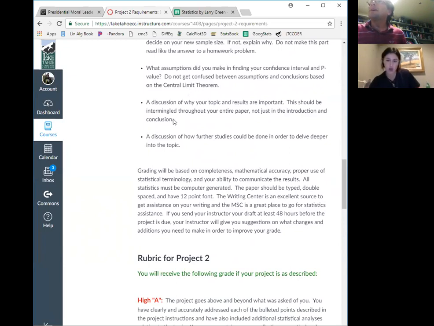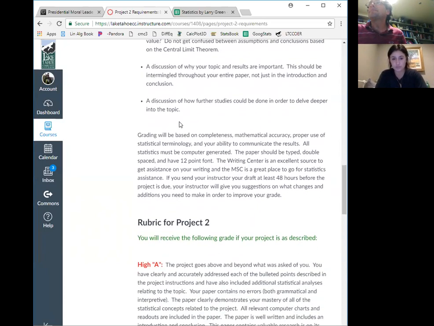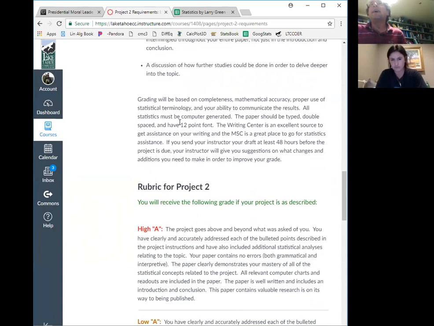So I'm going to let you read through all the words because it's all online, but I want to explain all the things you're going to have to do. Talk about why your results are important, not just in the conclusion, but throughout the whole paper. Okay. And at the end, maybe talk about what further studies you can do. Any questions on that?